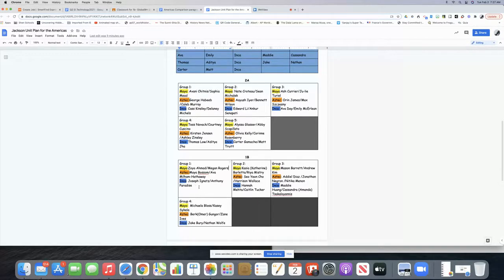So what I'm going to ask you to do is open this document and immediately share your Persia chart with the people in this group. So for example, Joseph and Anthony are going to share their Persia chart for the Inca with Maya, Ava, Zoya, and Megan. Right? This is going to require you to unsubmit your project for a minute so that you can share it with your group members.